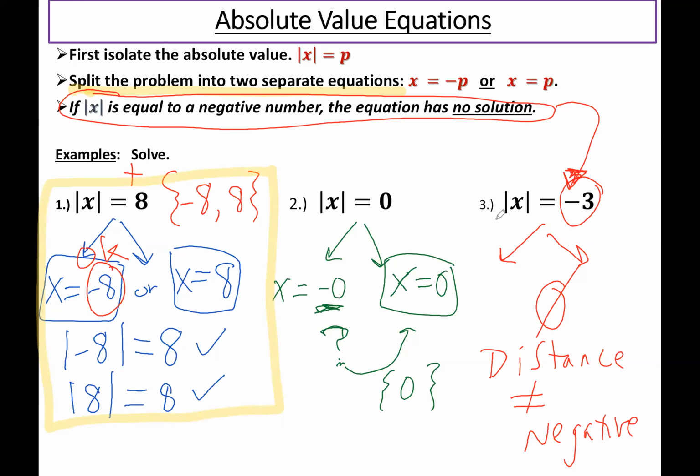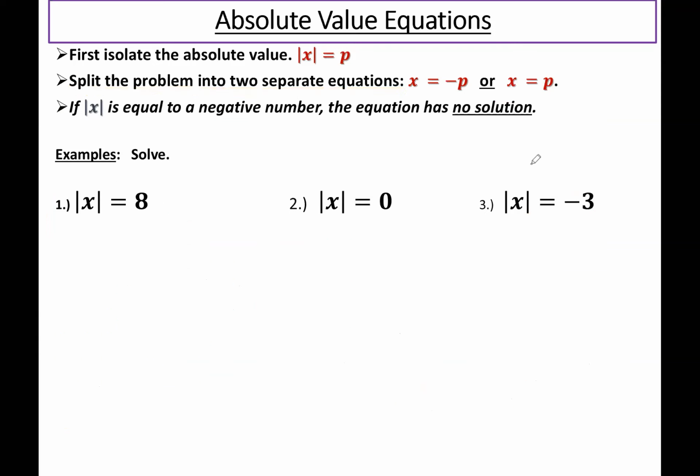And then number 3, you know, that can happen as well. Or excuse me, your problem could be set up where absolute value is equal to a negative. But as we just said, actually it can't. So that's why we would say no solution for that one. Okay, good. So let's move on to some slightly more complicated problems here.